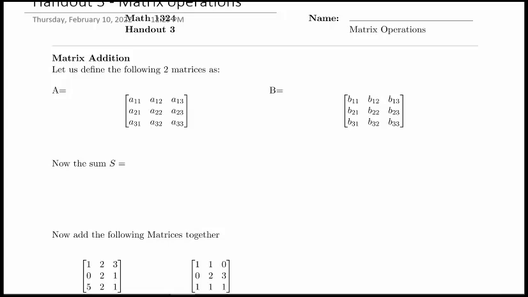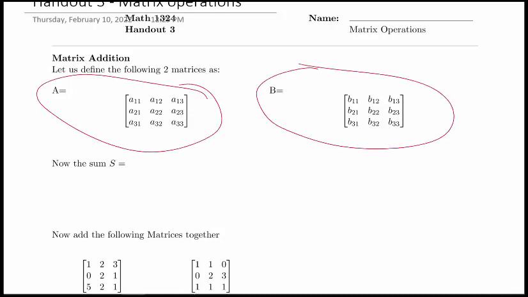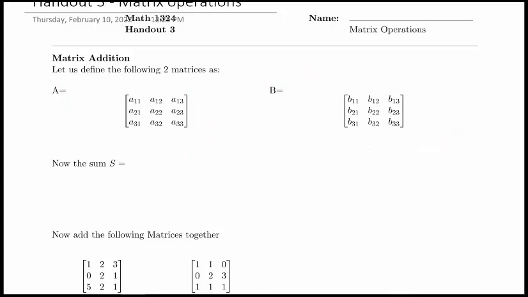Okay, class, we're going to talk a little bit more about matrices and matrix operations. Here you see we have two matrices defined, matrix A and matrix B. And we are going to add these two matrices together, and so we're going to see how matrix addition works. So this S, standing for the sum of the two matrices, is A plus B.